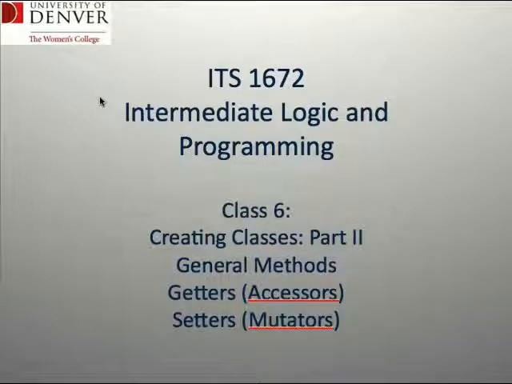So we're going to talk about some more components of creating classes. Specifically, we're going to talk about general methods that you can use to do anything you want to with the data that exists in a class. Then we're going to talk about a couple of classes of special methods called getters and setters. Getters are the ones that allow you to retrieve data from the class. Setters are the methods that allow you to set the values of data in a class.